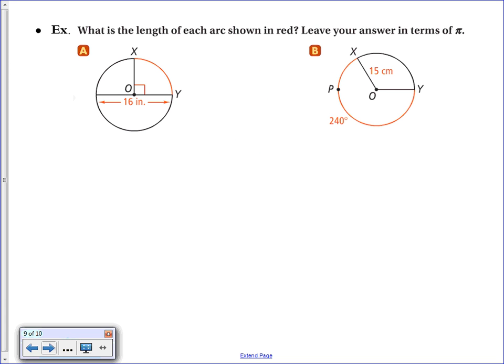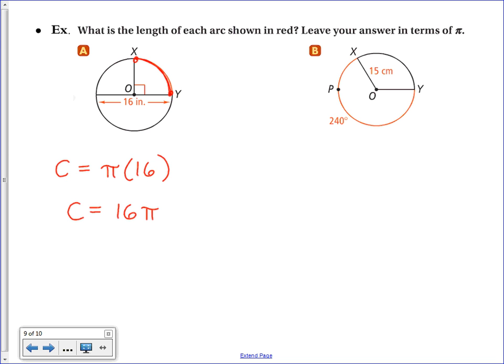Okay, we have 2 examples, great. We have circle O on the left, in example A, is asking us to find the length of the arc shown in red. You can't tell which part of it is red, I'll make it a little darker here. This part here, so arc XY. To find the length of that arc, I'm going to start by getting the circumference of the entire circle. So circumference of the circle is going to be pi times the diameter. The diameter here is 16, so the circumference is 16 pi. I'm going to leave it in terms of pi.